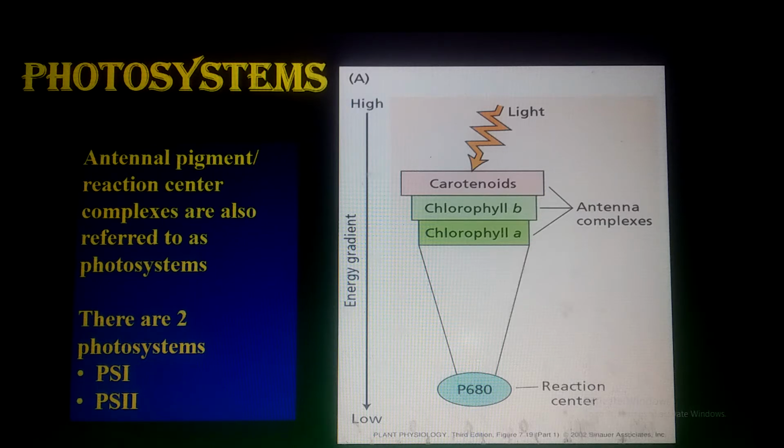So PS700 absorbs light of 700 nanometer, and PS2 absorbs light of 680 nanometer, and I will show you. So that's why PS680 comes first, because high energy radiation is absorbed by photosystem 2 as compared to photosystem 1. So that's why PS2 comes first and PS1 comes second to PS2. Okay.